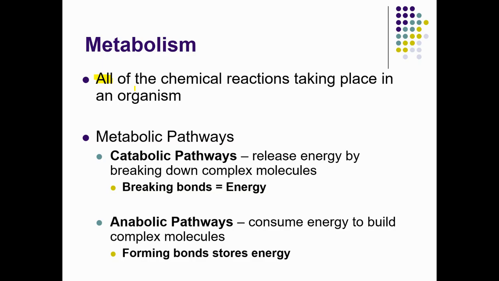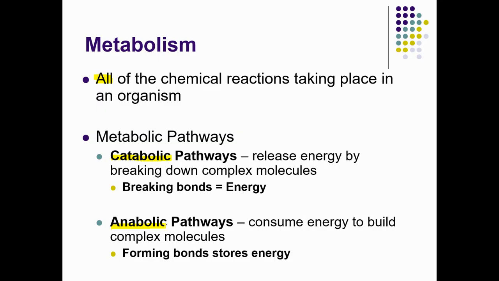So that could be the building of things like proteins, the building of our DNA, the building of things like polysaccharides, but it can also be all of the other types of reactions too, the breakdown of food, the breakdown of proteins. Any type of chemical reaction is going to be included in our metabolism. Now there's two types of metabolic pathways. You have catabolic, also known as catabolism, and then you have anabolic, also known as anabolism.